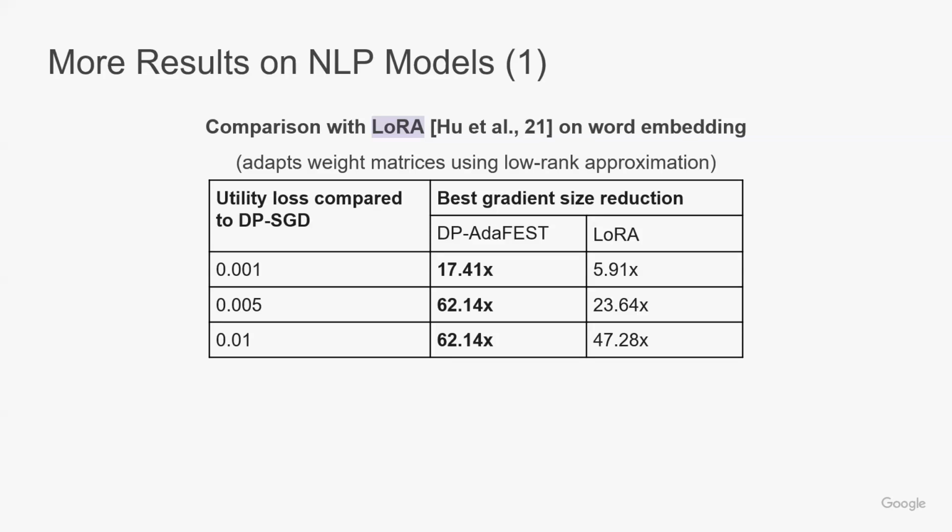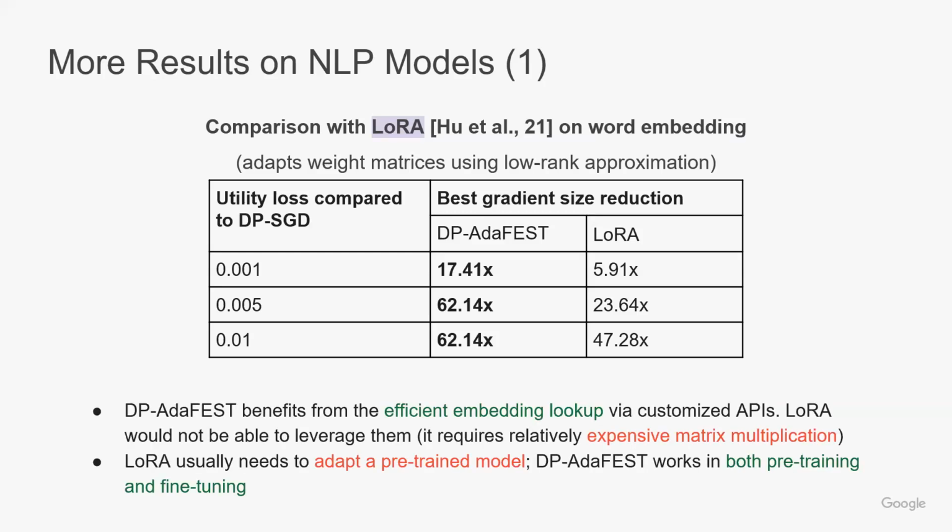So first, we compare our proposal with applying LoRA, which is a way to allow for parameter-efficient fine-tuning via low-rank approximation on the word embedding layers. We observed that at the same utility loss, our method can achieve a higher gradient size reduction than LoRA. Additionally, our algorithm can benefit from efficient embedding lookup via the customized APIs, whereas LoRA would still require the relatively expensive calculation via matrix multiplication. And also, LoRA needs to adapt a pre-trained model, whereas our algorithm can work in both the pre-training and fine-tuning stages.